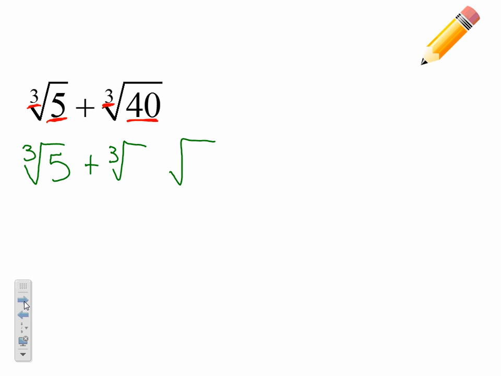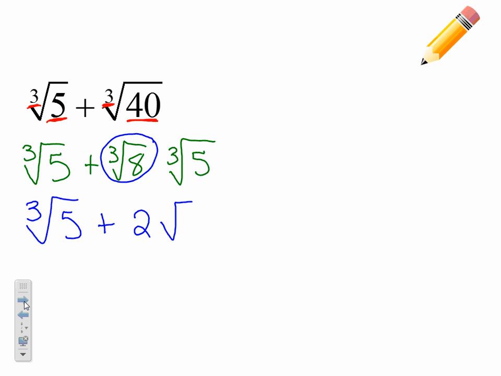If we look at our perfect roots chart, we'll see that we can break this down with 8 and 5, because 8 is a perfect cube, 5 is not. Now we're going to simplify this, so we're going to get the cube root of 5, plus this simplifies, the cube root of 8 is 2, cube root of 5. Now that we have the same index and the same radicand, so it's the same number underneath the radical sign, we can combine these. This would be a 1, so 1 plus 2 is 3 cube roots of 5.